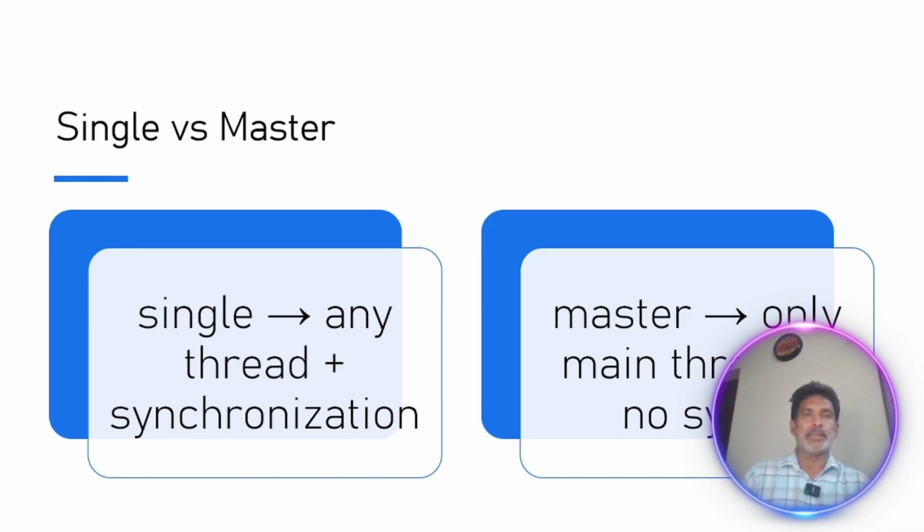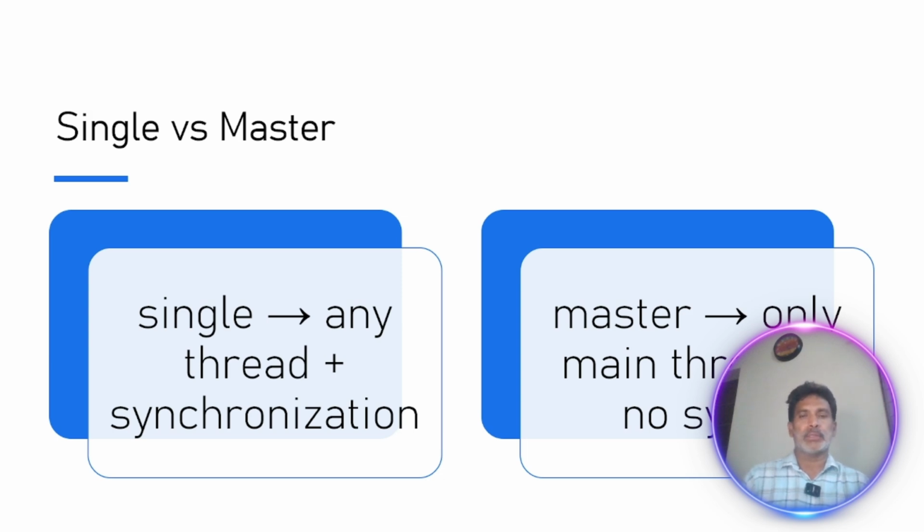If you look at the single construct, the single directive allows any one thread in the team to execute a block of code. The other threads wait at an implicit barrier, by default, until the execution is complete, which ensures synchronization among the threads. This is mainly useful for tasks like initialization, I/O operations, or printing, where only one execution is needed. So any thread can execute, but synchronization is enforced. That is a key takeaway from this.